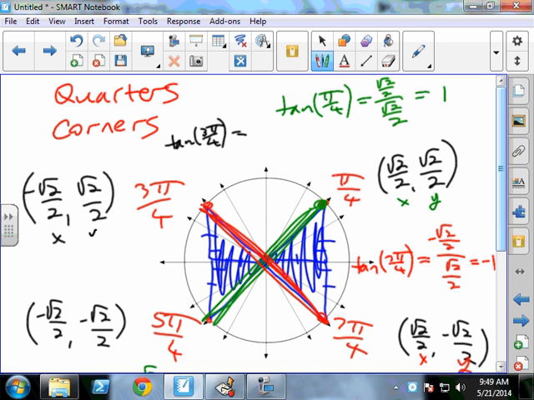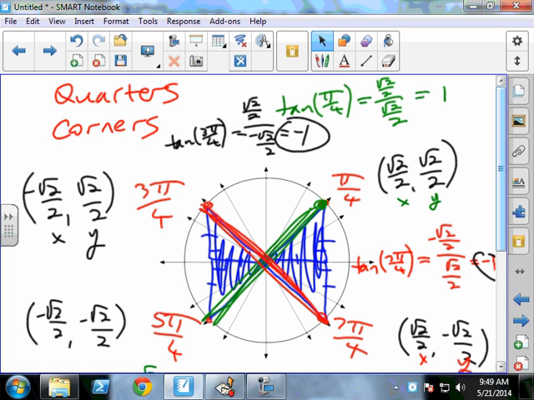Here's x, here's y, so it's y, rad 2 over 2, over x, negative rad 2 over 2. So it's a positive divided by a negative, the same thing, and it's negative 1. And again, 180 out, we have the exact same values for the tangents. So this is true, this works all the time. Anytime the tangents are 180 out from each other, they're going to be the same.